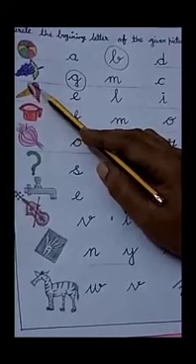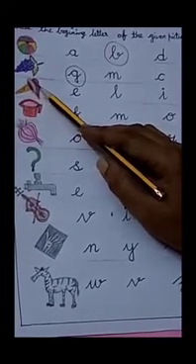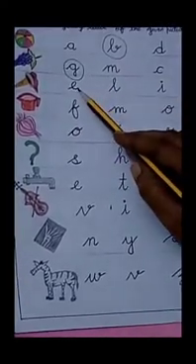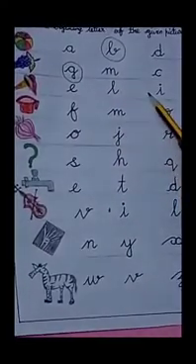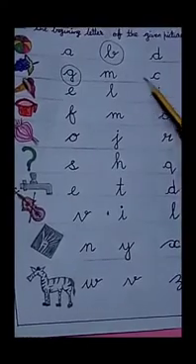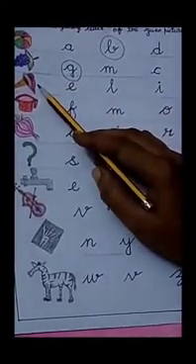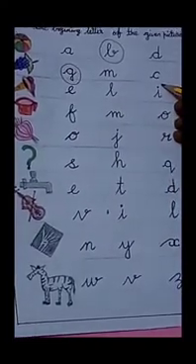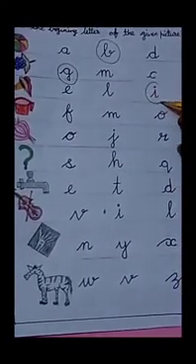What is this picture? It's a ice cream. What are these letters? E, L and I. What is the beginning letter of the ice cream? It's I. So we will circle the letter I.